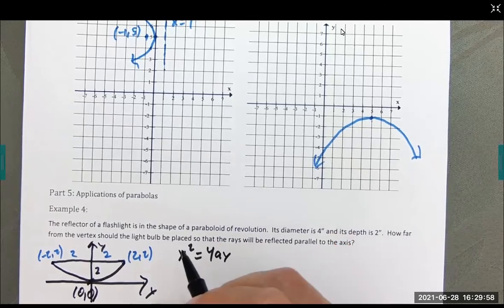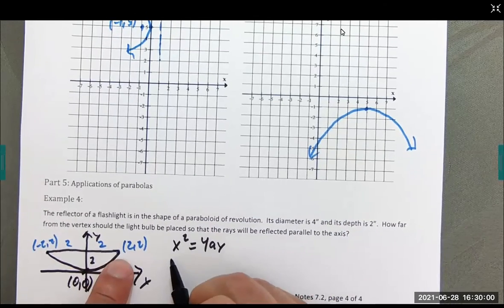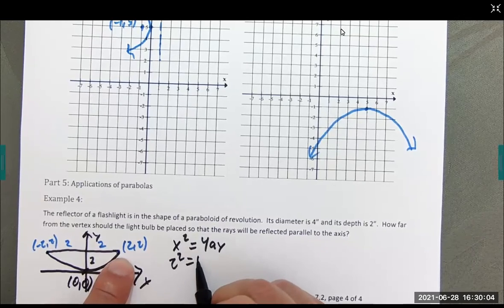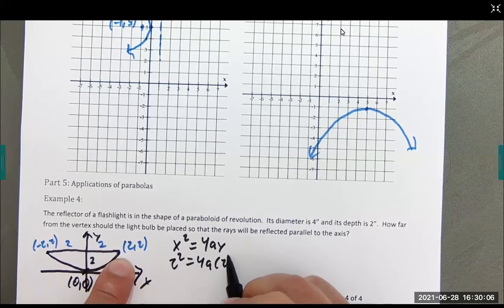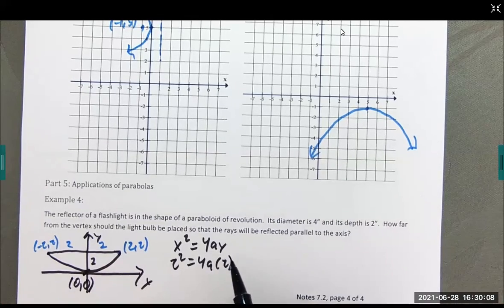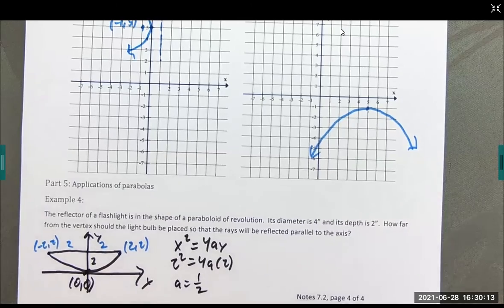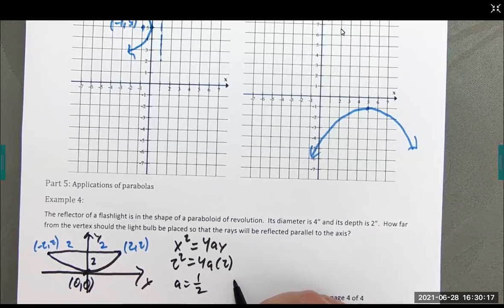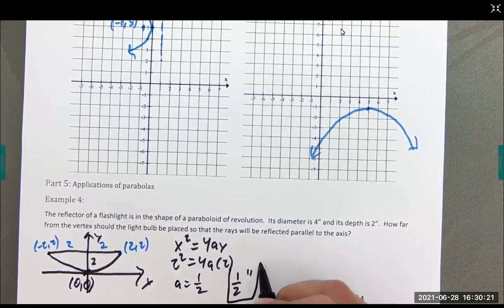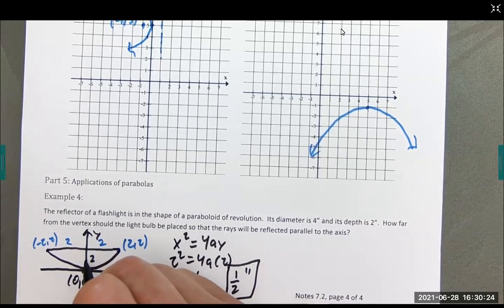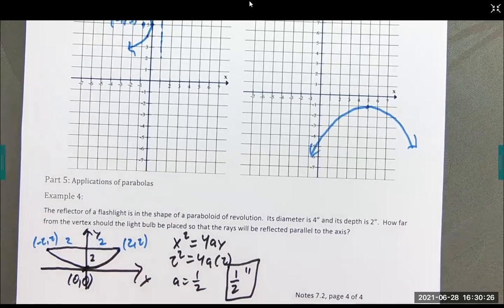So we'll use this point, may as well. This is going to be 2 squared equals 4a times 2. So that's 8, that's 4. So a, it looks like, is 1/2. So how far will it be to the focus? It's going to be a 1/2 inch away. So it's going to be about right there, and then you're going to get that nice brightness that you're looking for with a parabola. Good stuff.